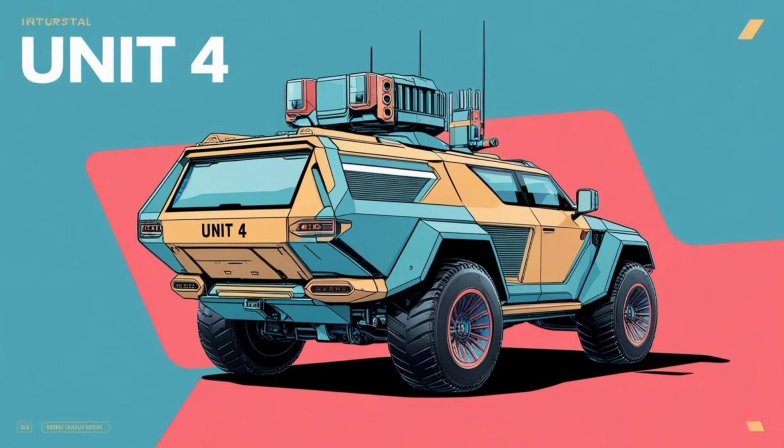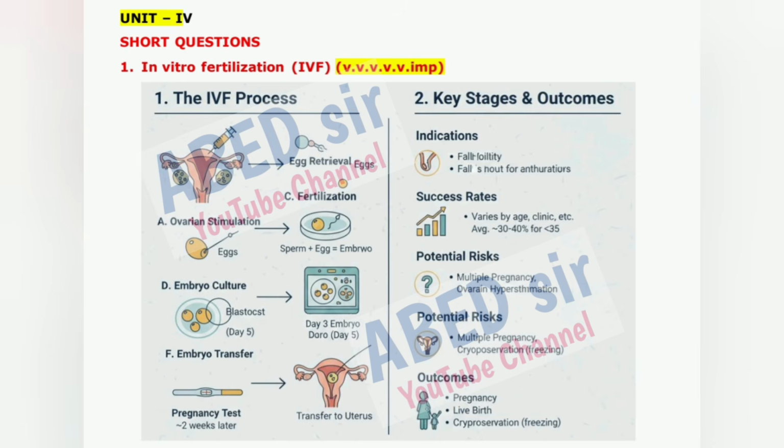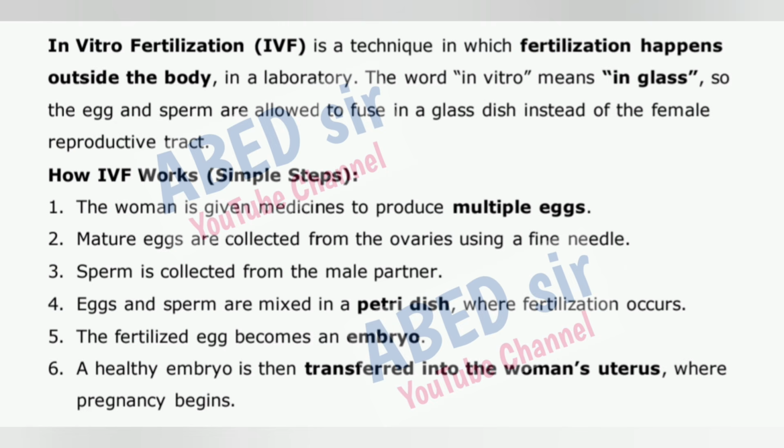Unit 4, first important short question is 1. In vitro fertilization, IVF. In vitro fertilization, IVF, is a technique in which fertilization happens outside the body in a laboratory. The word in vitro means in glass, so the egg and sperm are allowed to fuse in a glass dish instead of the female reproductive tract.